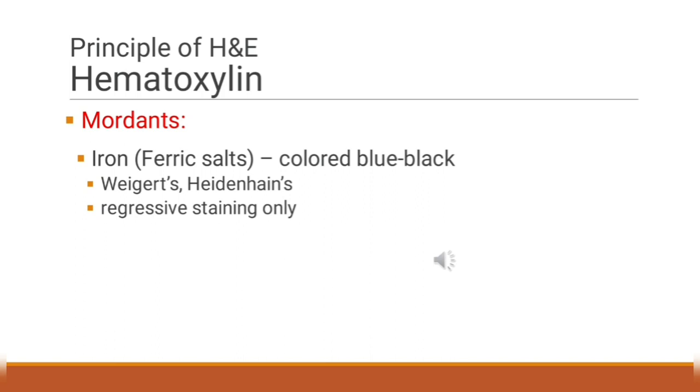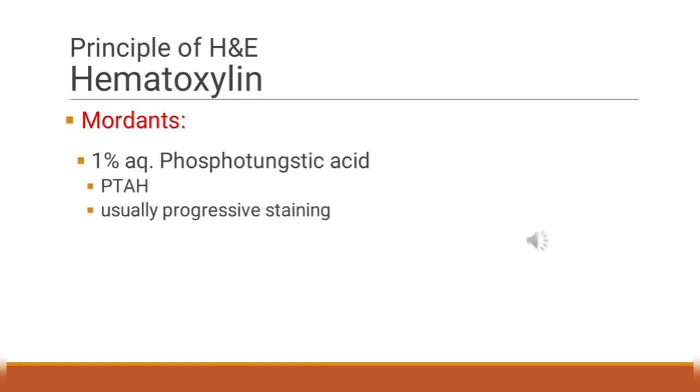You can also use iron or ferric salts, which can result in a blue-black coloration. Examples are Weigert's or Heidenhain's, and these use the regressive staining method only. For Weigert's, the mordant is ferric ammonium chloride, and for Heidenhain's, the mordant is ferric ammonium sulfate. You can also use 1% aqueous phosphotungstic acid, and usually the method employed is progressive staining.